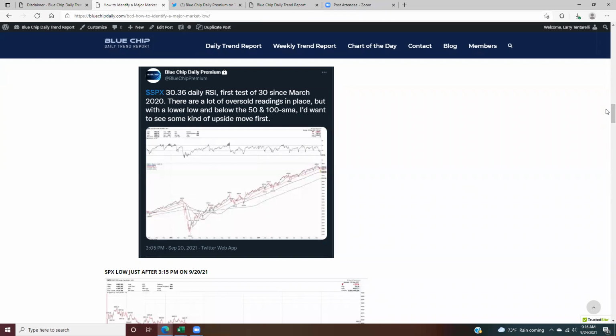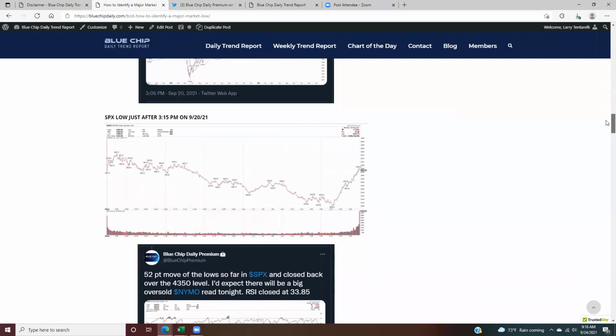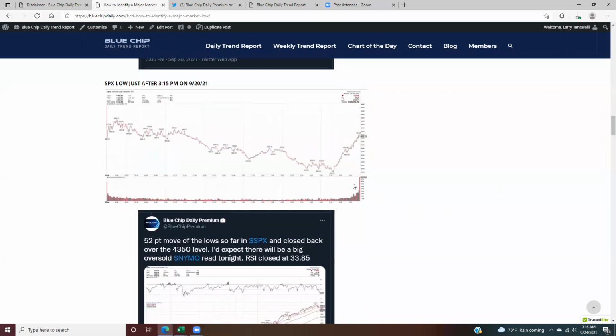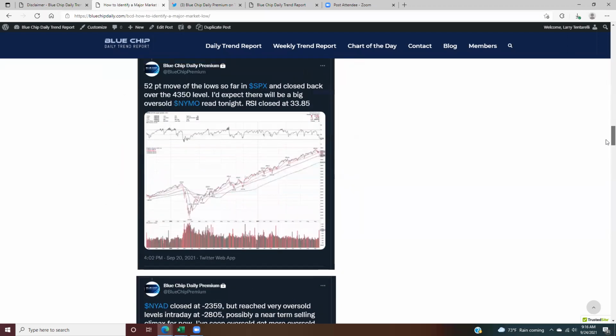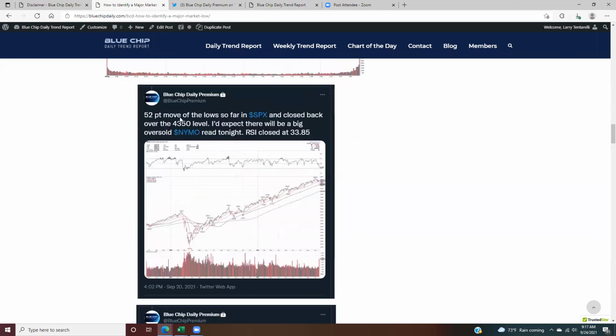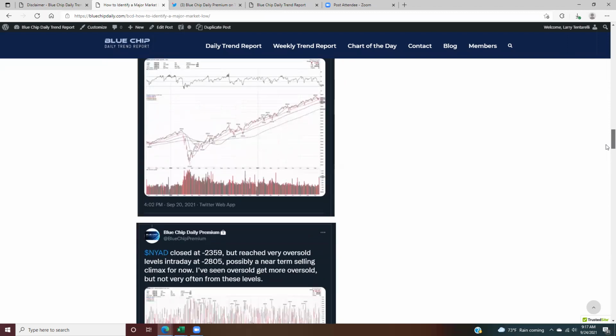So I posted that at 3:05, and you can see from looking at the S&P chart, the S&P put in the low just a bit right after 3:15, about 3:20 on the day. So about 15 minutes after I posted the S&P daily RSI, the S&P started to move much higher. I posted at the end after the close, a 52-point move higher in the S&P, which was constructive. RSI moved up a little bit.